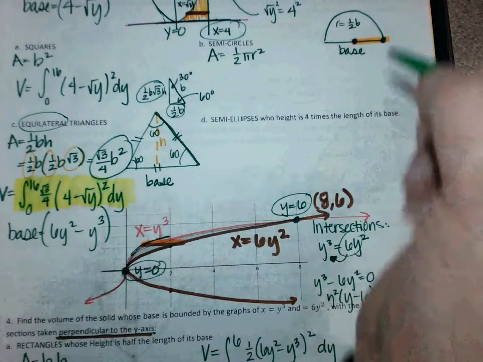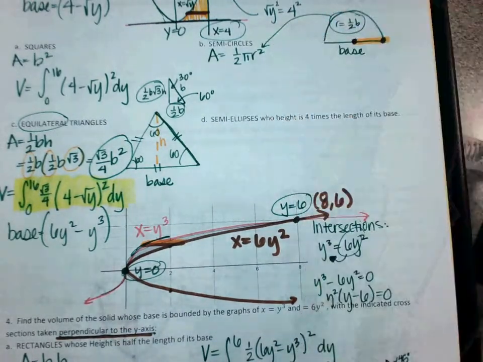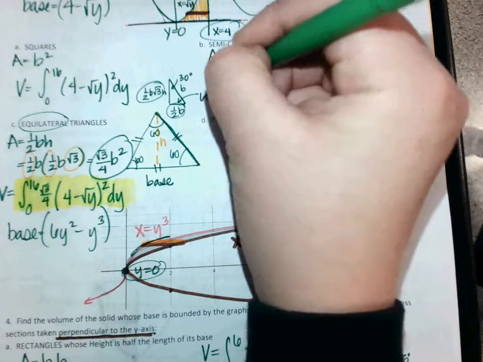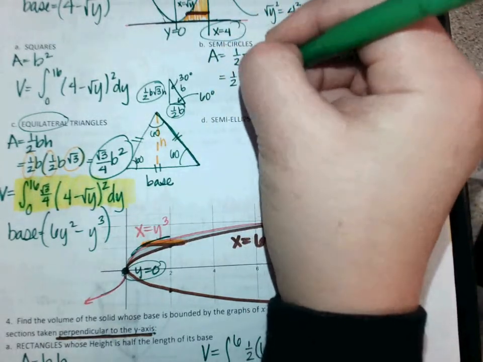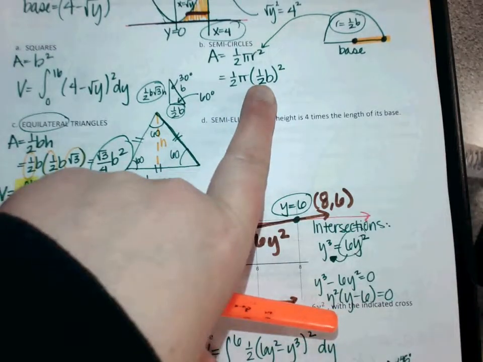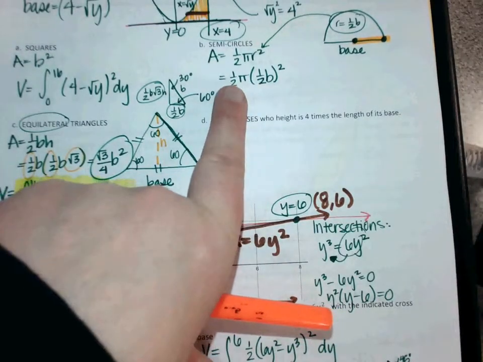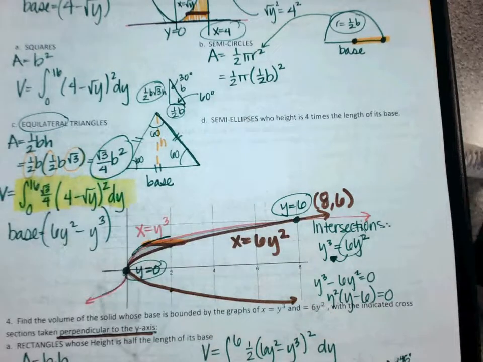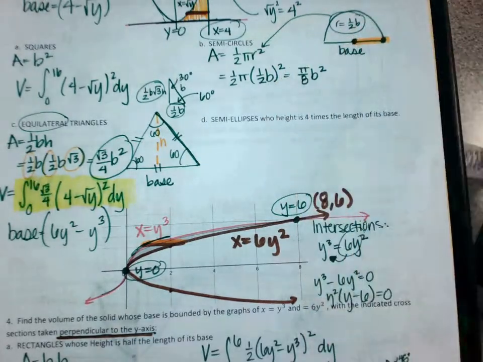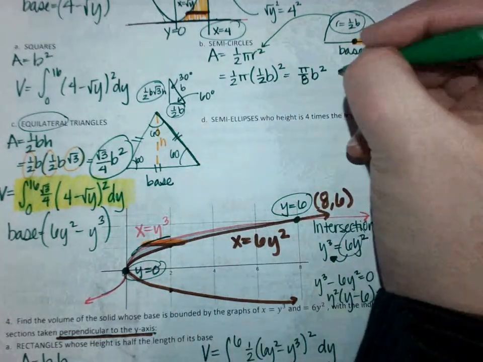And then remember, what do I do? I take that, I sub it in here, and I simplify my formula to where I can turn it into an integral. So it would be 1/2 pi, 1/2 b squared. Now remember, the b and the half both get squared together. So what's a half squared? A fourth. And then what's a fourth times another half? An eighth. So it'll be pi eighths b squared. And that's your area formula.